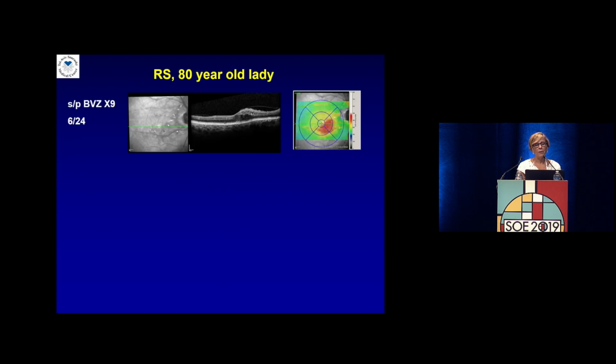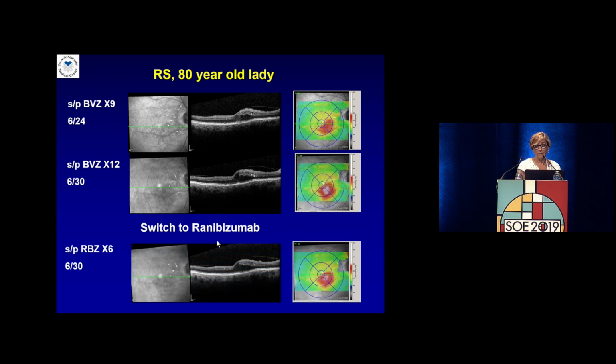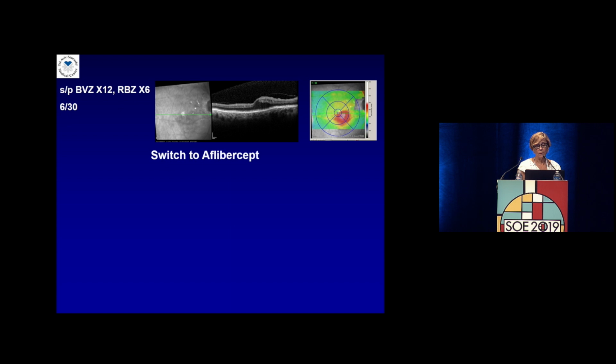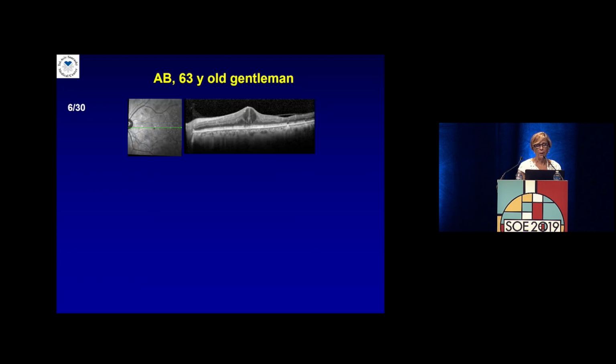I'll start by presenting this 80-year-old patient of mine who has significant macular edema due to diabetes. She was treated with 9 injections of bevacizumab. She did not respond. She was treated with 3 additional ones and still had edema. At this point, she was switched to ranibizumab, still didn't respond after 6 injections, switched to aflibercept, and responded nicely. So it's a patient that didn't respond to 2 anti-VEGFs and responded to the 3rd one.